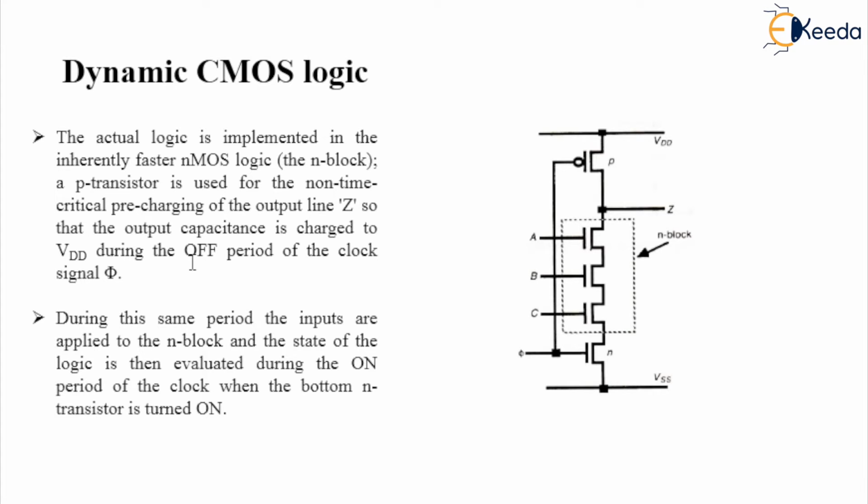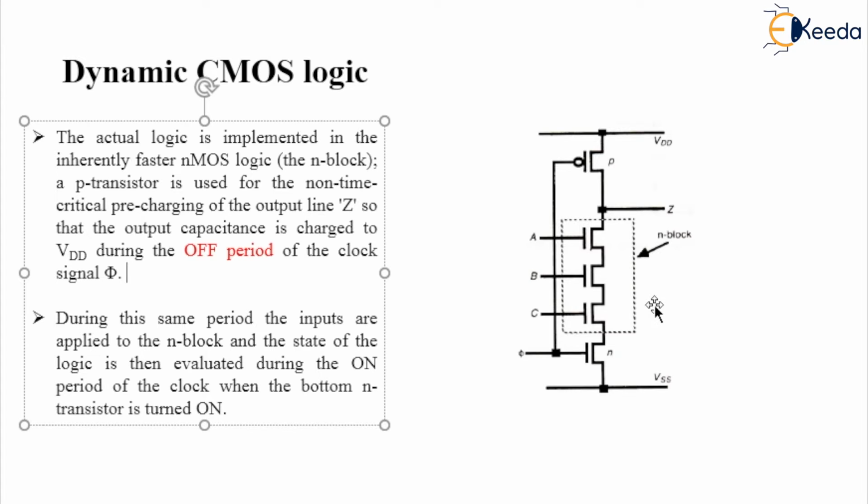I repeat, during the off period, pi is equal to 0. This NMOS will be cut off, and what happens to this PMOS? So 0, the bubble is there, it will complement and it will be turned on. So under the off period the PMOS will be turned on. Therefore definitely this VDD will drop across this output line Z. So if I place a capacitor here, this capacitor will charge.